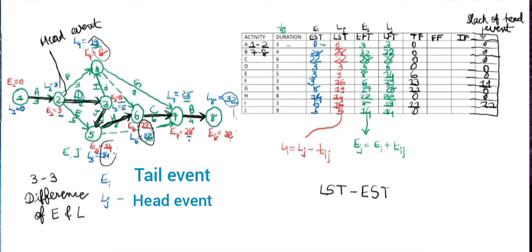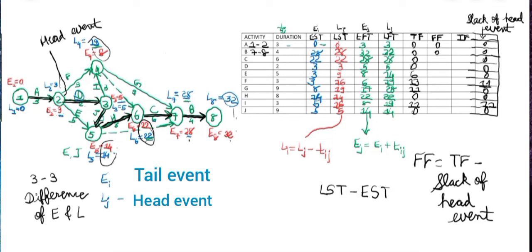And you can create one more column where you'll find the slack of tail event. That is, I have already told you, take the difference of E and L at the tail event. That is, for activity A, tail event is node 1. For B, it will be node 7. This is how you will find. Now we need the free float, which is the total float minus the slack of head event. That is the column of total float minus the column of slack of head event. Just subtract for each of the activity to get the free float.